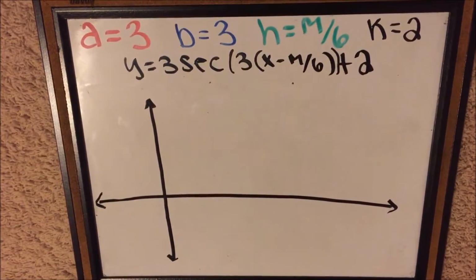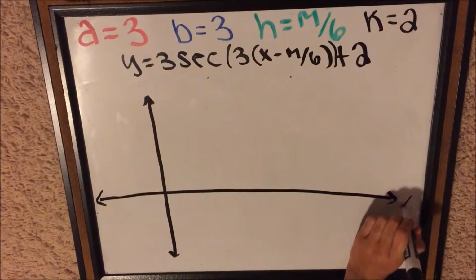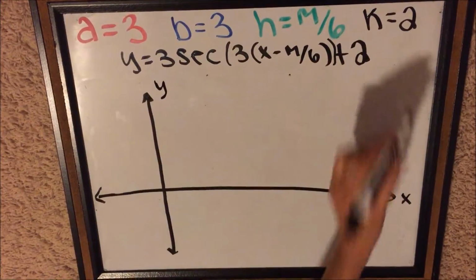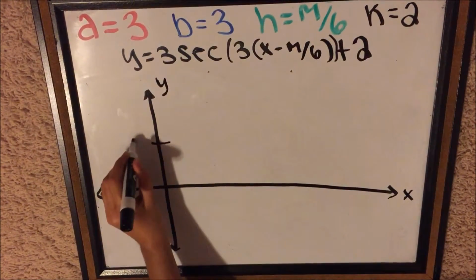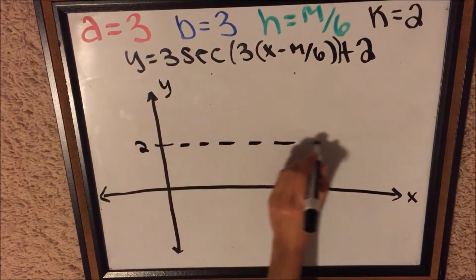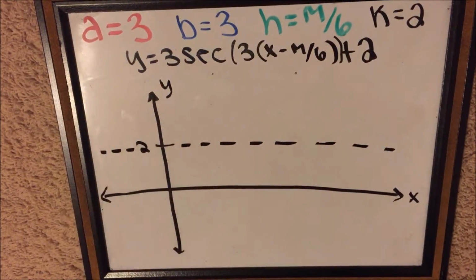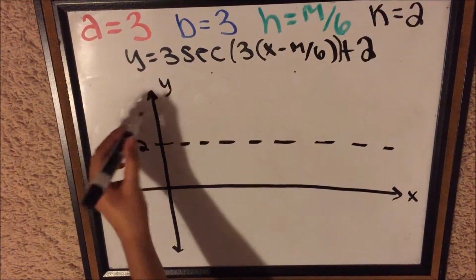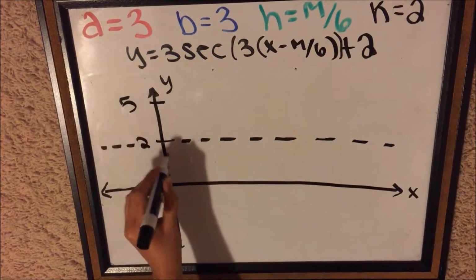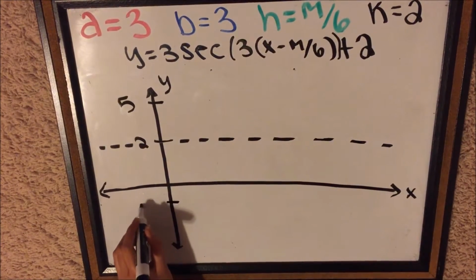Now we're going to label our graph. So we have our x and y axis. And then we always label our k. So that's 2. And that's our sinusoidal axis. And we get our amplitude, and that's 3 above, so that's 5. And 3 below, that's -1.